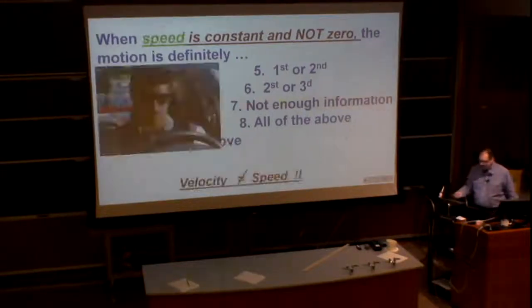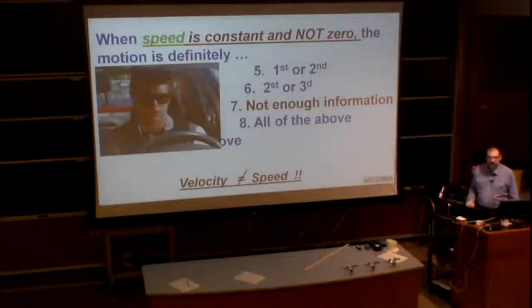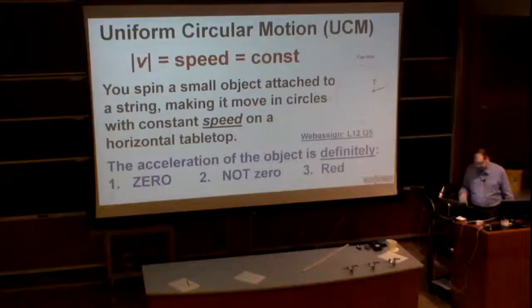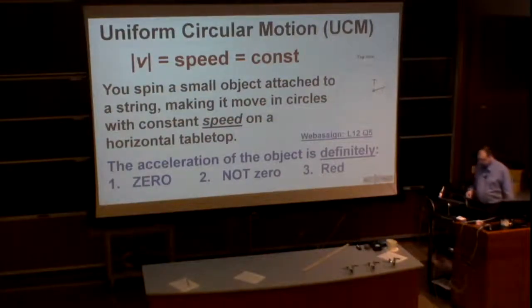When speed remains constant, anything can happen. It's basically about maintaining the speed. An experienced driver can drive maintaining the same speed and choosing a different path. So it doesn't have to be circular, actually. It could be anything in general. Next question.